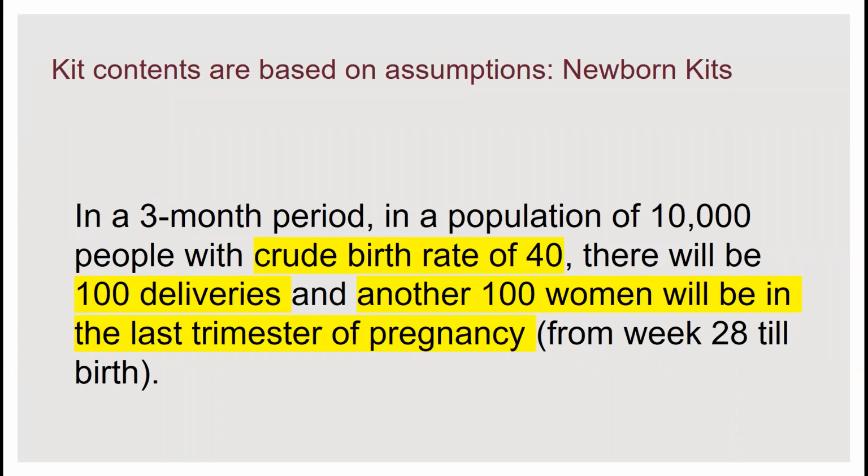For instance, if the crude birth rate in your country is greater than 40, there will be more deliveries and more women in 3rd trimester, but one kit would still only serve 100 women. So in this situation as well, you may have to procure additional newborn kits or perhaps procure additional quantities of some of the individual items and provide those with the kits.